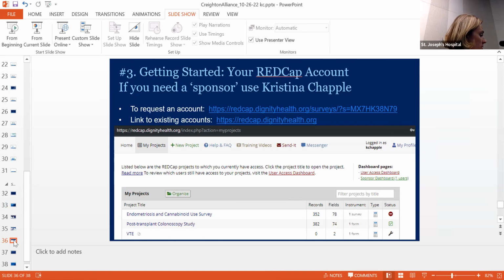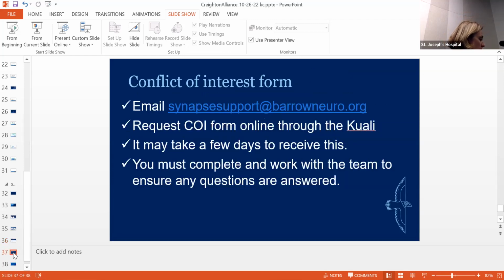And this is just a snapshot of what my RedCap looks like. There are a few project titles. If I was going to start a new one, I would go here to new project, and then I could start building out my RedCap. Questions on the Joe side so far?